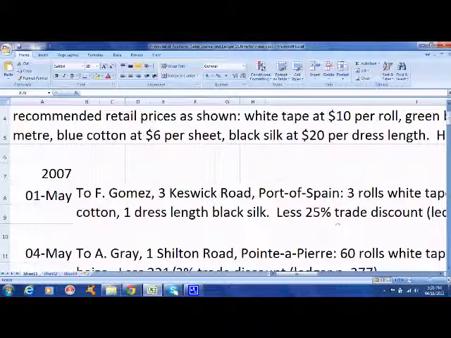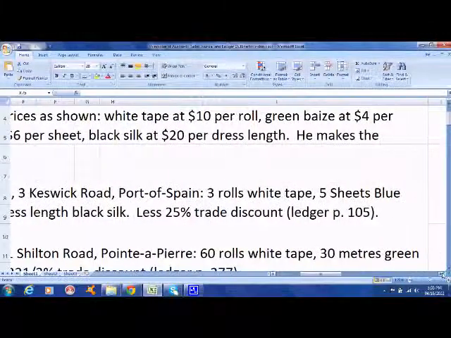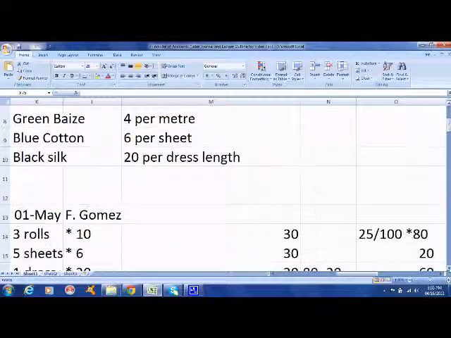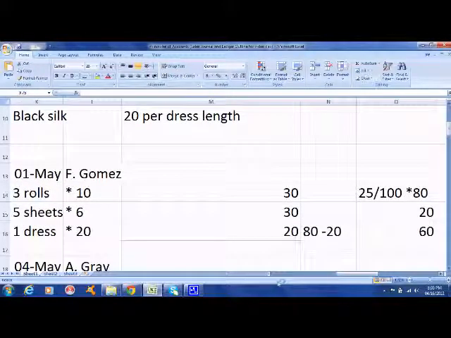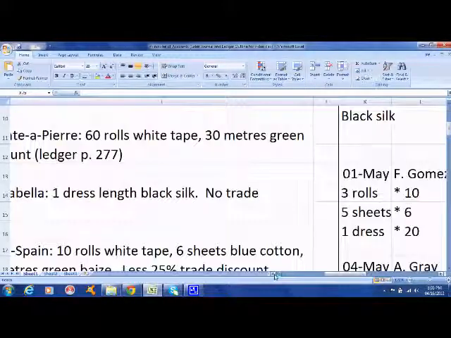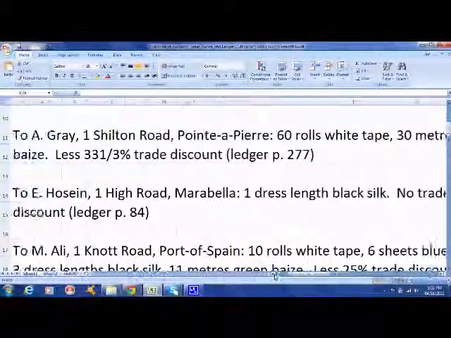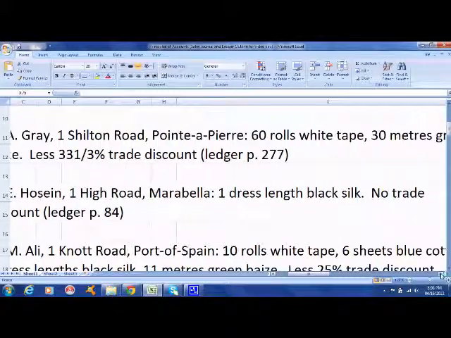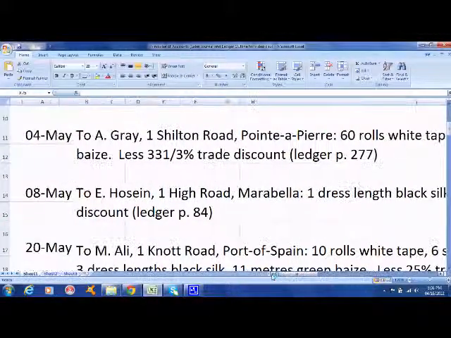So therefore, in this case, we're going to multiply 3 by 10. Let me show you now. So for F Gomez, it would be 3 by 10. But first, I'm going to read down the question first. If you write the questions here: May 8 to E. Hussein, 1 High Road, Marbella, 1 dress length black silk. No trade discount right here.